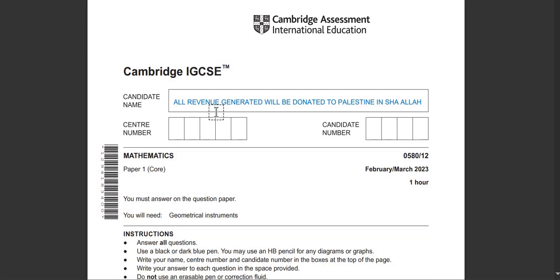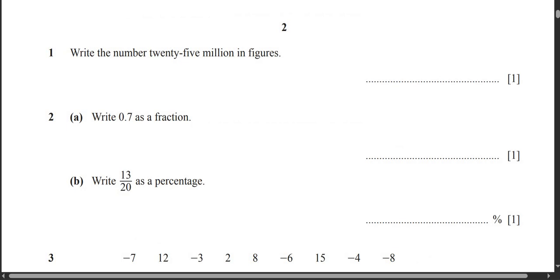So now let's begin with our very first question. In the first question, it says write the number 25 million in figures. Always remember that 1 million has 6 zeros. So you will write this number like this, 25, and write down 6 zeros: 1, 2, 3, 4, 5, 6.